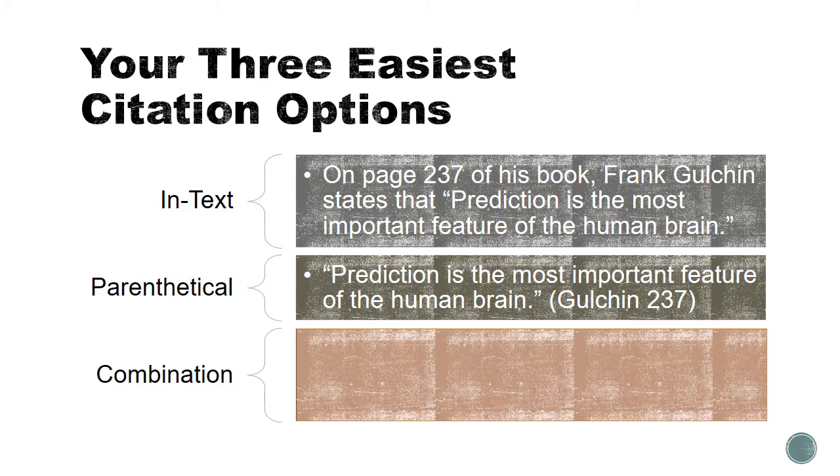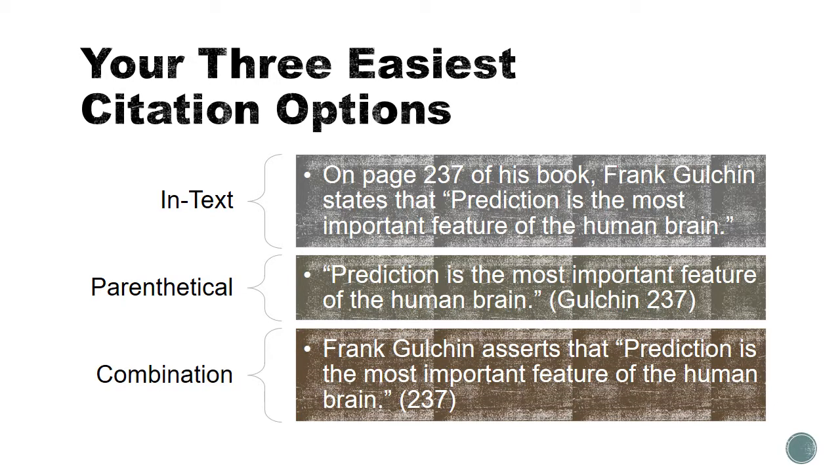And it might look something like this. Frank Galchen asserts that prediction is the most important feature of the human brain. And so, again, you can see the author's name, including the last name, is there in the sentence. And then in parentheses after, you've got the page number where this quote comes from. You could also flip it around, and you could write the page number in the actual citation and the author's last name in the parentheses if you wanted to do that. You've got three options, and it helps really mix up your writing and make your writing a little bit more interesting to read. But it's something that you need to make sure that you're doing.